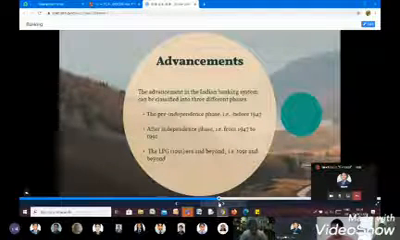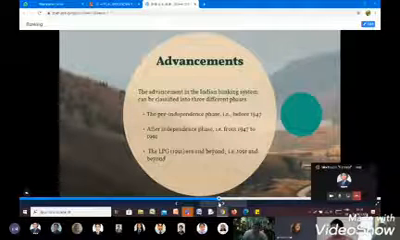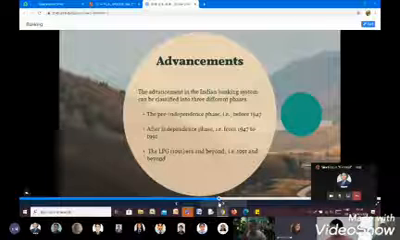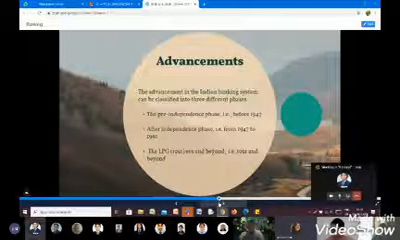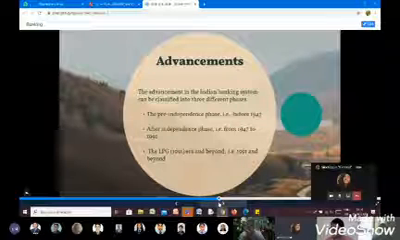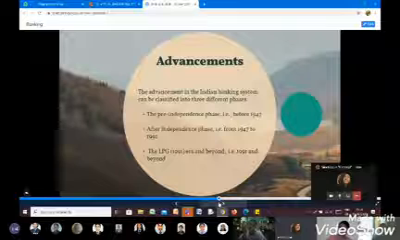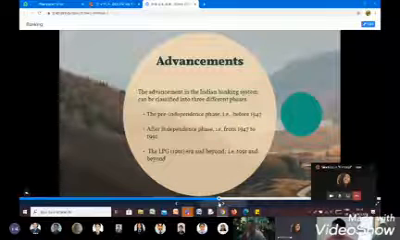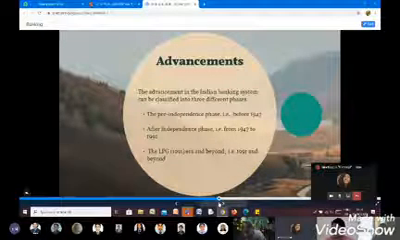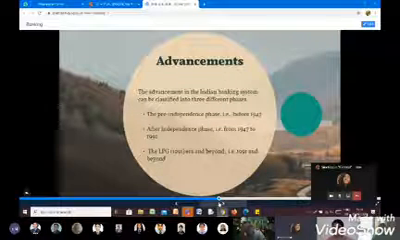The advancements of Indian banking can be classified into 3 phases. The first phase is the pre-independence phase, which was before 1947. The second phase is the post-independence phase, from 1947 to 1991. And the third is the LPG era and beyond, from 1991 onward. Can you change?